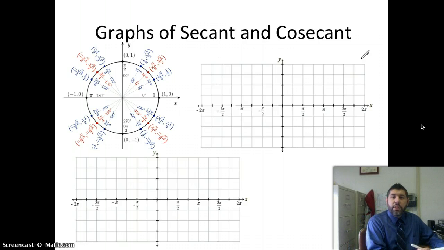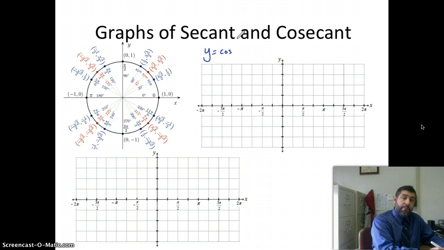So what I'm going to do here, we're going to start with y equals cosecant of x. And remember that cosecant is 1 over sine of x. So if I graph the sine function, so the sine graph, and for this so that we can see everything on here, I'm going to use this as a unit of 1 here.